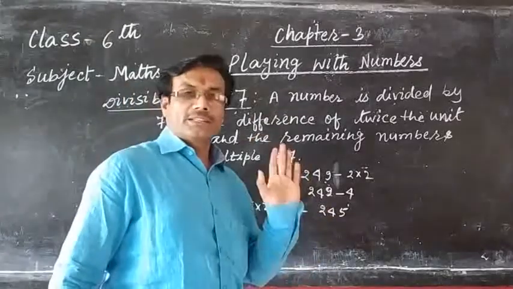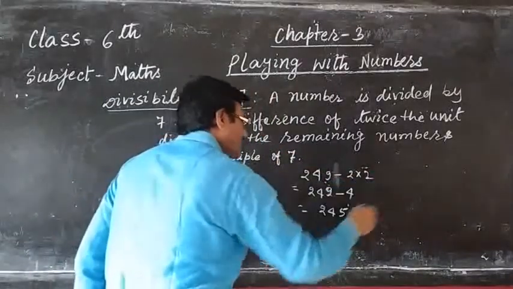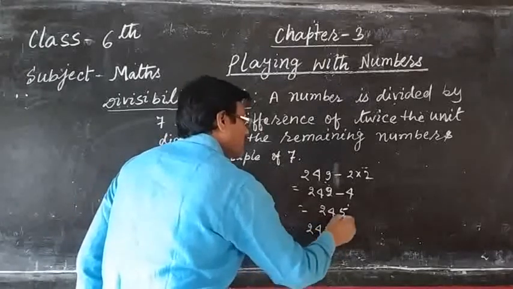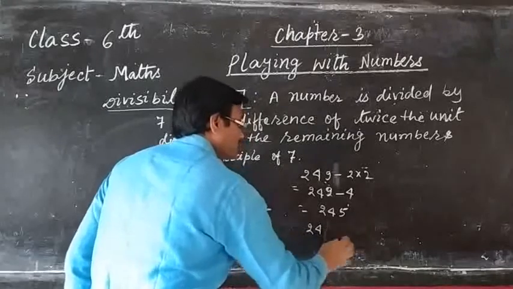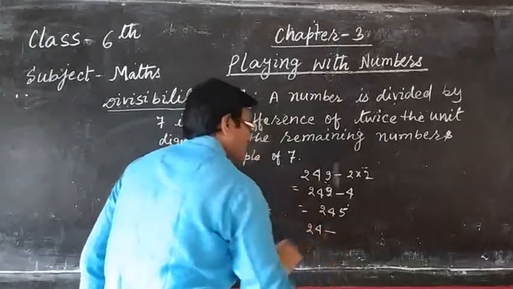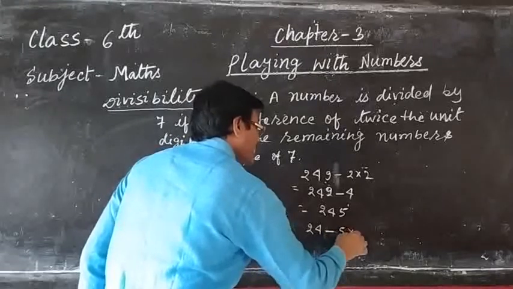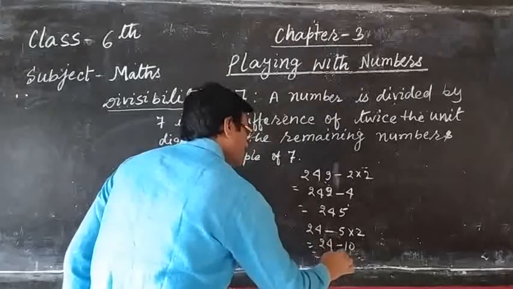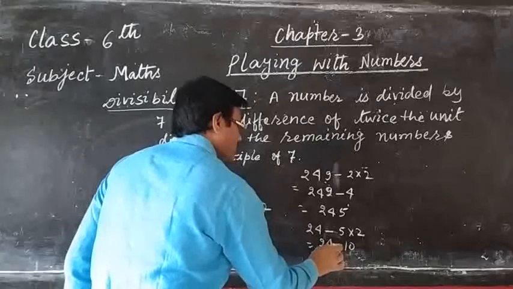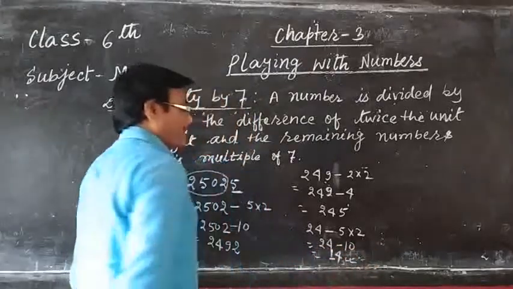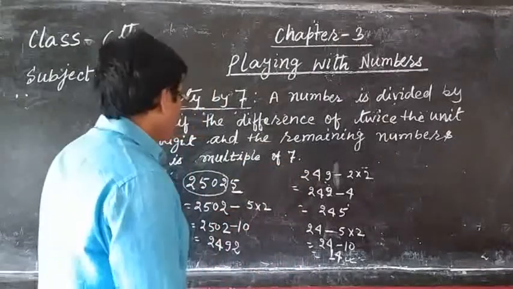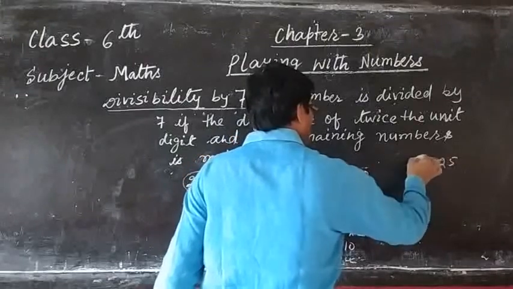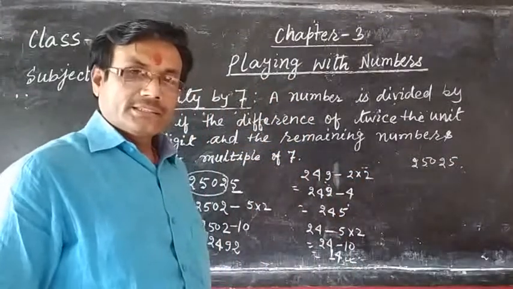अब मान लो कि यहाँ भी तुम्हें पता नहीं चलता, then what you will do? Once again we go forward with 245. The last digit is 5. So I am removing it. Just remember the remaining two digits are 24. 24 minus 5 into 2. So 24 minus 10 is equal to 14. Now the last outcome is 14 and 14 is divisible by 7. So it shows that the number 25,025 must be divisible by 7.